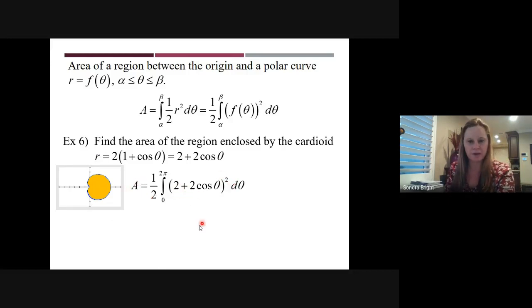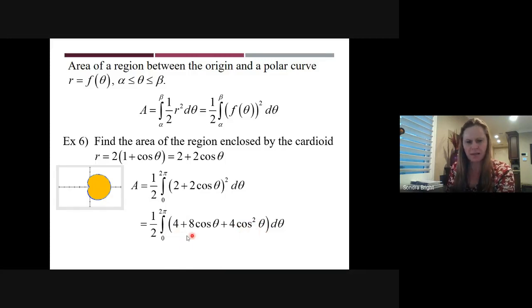Don't forget to square it. I'm going to show you how to do this by hand on this example. Other ones we'll just do a quick fnInt, but you can evaluate this by hand. You first need to expand that. So when you square it, you'll have 2 squared plus 2 times 2 times 2 cosine theta, which is where we get the plus 8 cosine theta, and then plus the quantity 2 cosine theta squared, so that's where we get the 4 cosine squared theta.